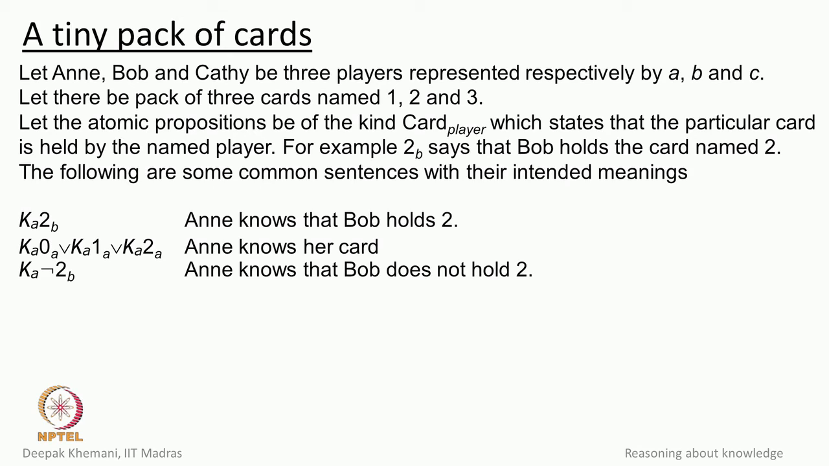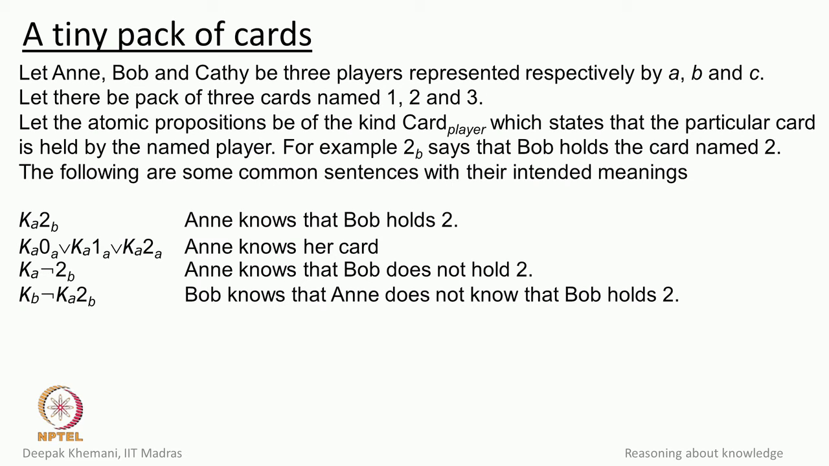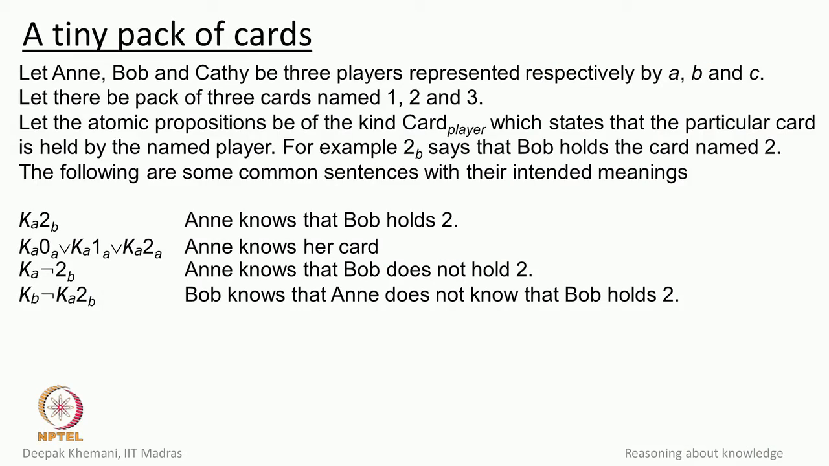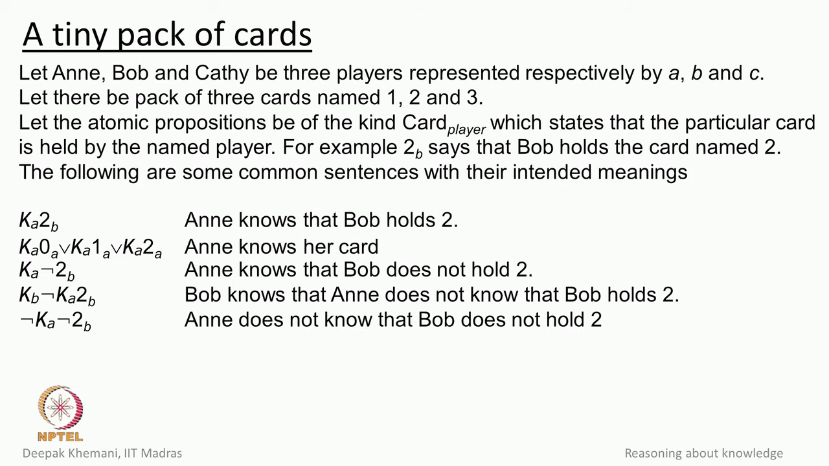Then the third sentence says that Annie knows that Bob does not hold 2. The fourth sentence says that Bob knows that Annie does not know that Bob holds 2. So, 2B stands for Bob holds 2, KA 2B stands for Annie knows that Bob holds 2. The negation before that says that Annie does not know that Bob holds 2, and the KB at the leftmost position says that Bob knows that Annie does not know that Bob holds 2. And finally, this sentence says that it is not that Annie knows that Bob does not hold 2.